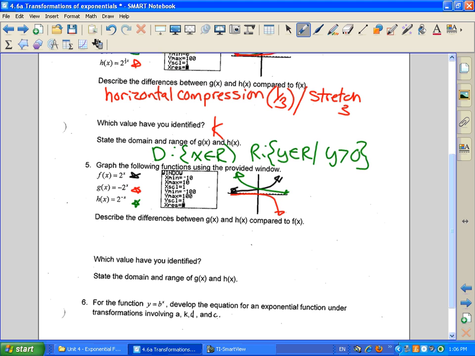All right, so describe the differences. Well, first of all, when we take a look at the g of x, which is in red, that has a y-intercept of -1. Therefore, it's a reflection in the x-axis. Whereas when you take a look at the h of x, it's a reflection in the y-axis.